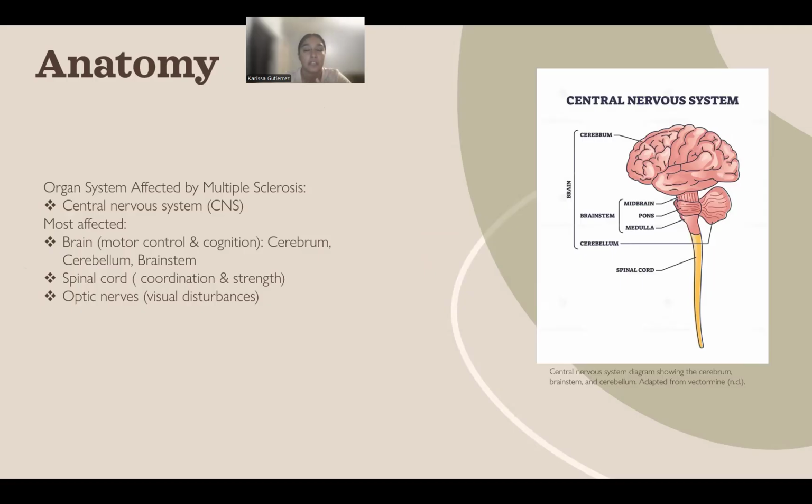Damage often appears in these key regions, the cerebrum, which handles motor control and cognitive functions. The cerebellum impairs coordination and balance, and damage to the optic nerves can cause visual disturbance, blurred or lost vision. Here you can see where in the CNS it impacts.